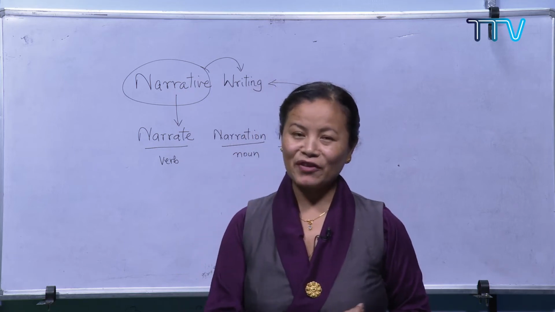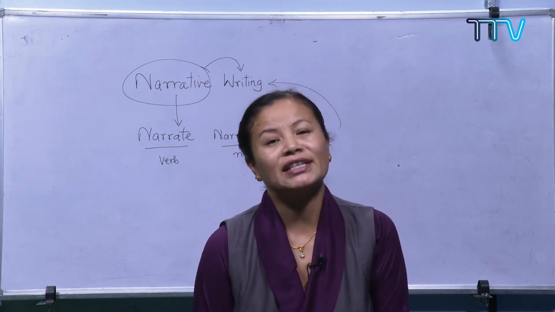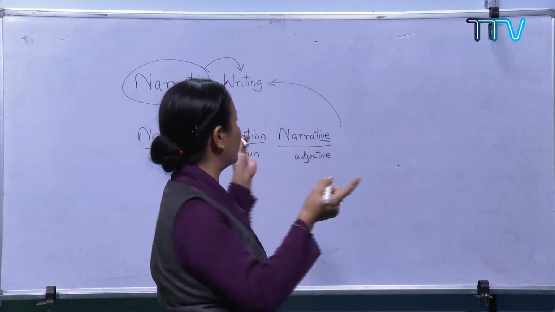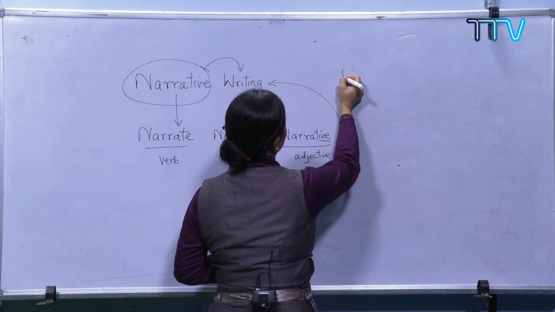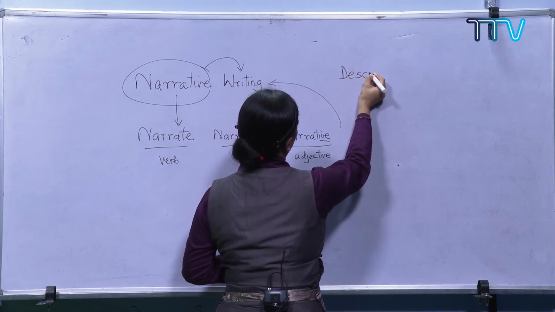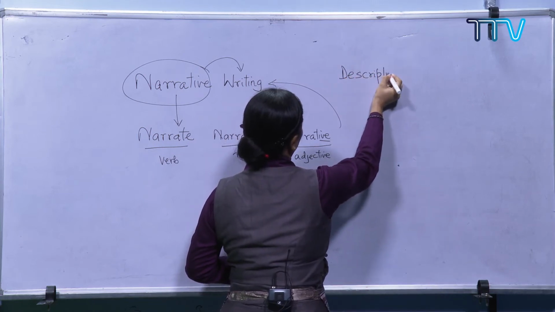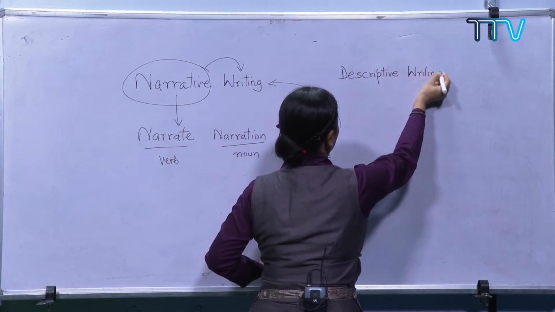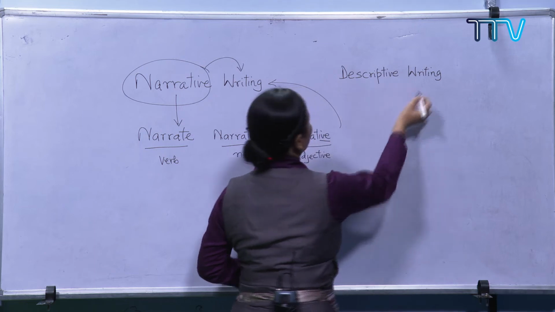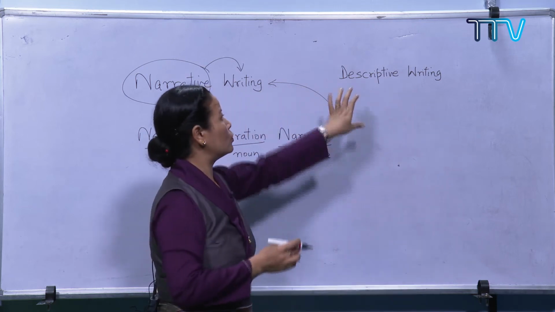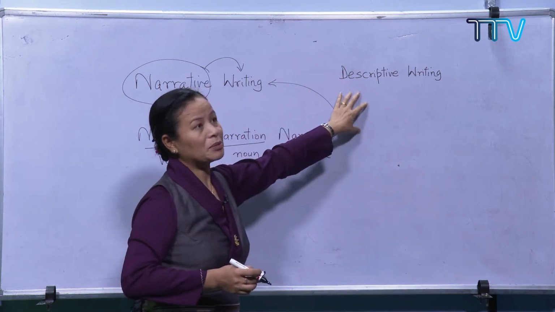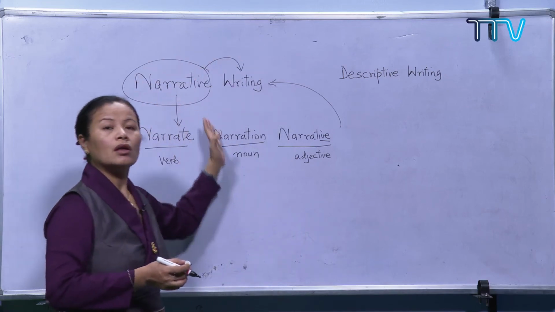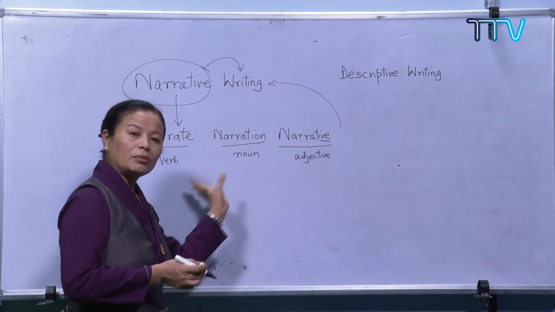So the next type of writing is descriptive writing. As the word suggests, like expository, narrative, and then you have descriptive. I want you to look at descriptive writing based on the narrative writing, because this is how we try to puzzle out the meaning.